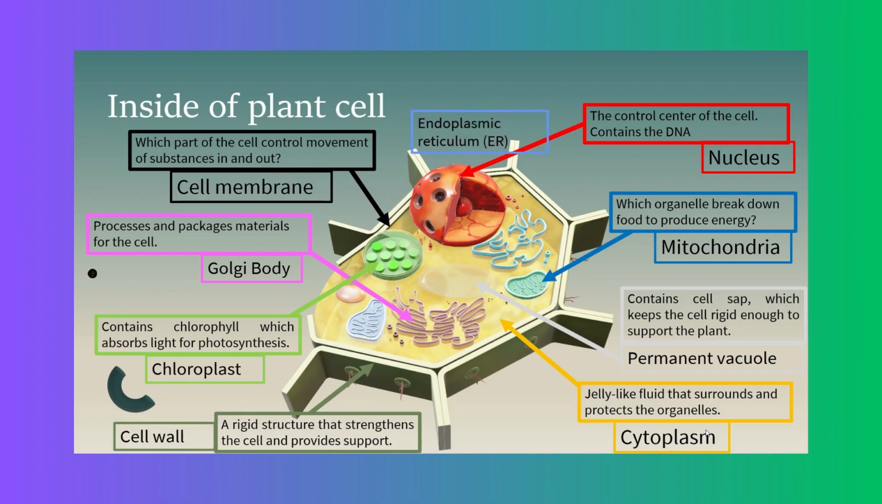Then we have endoplasmic reticulum, which you can find really close to the nucleus, and it is responsible for production of different proteins for the rest of the cell to function properly. And ribosomes are also related to production of proteins in the cell.